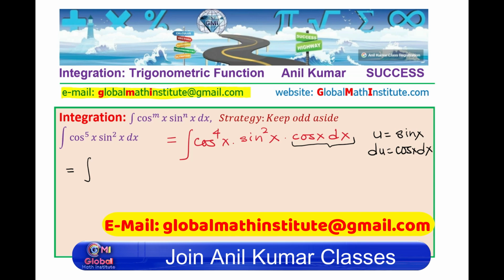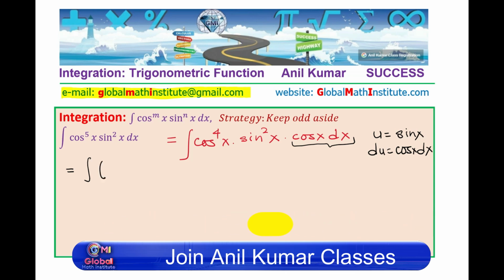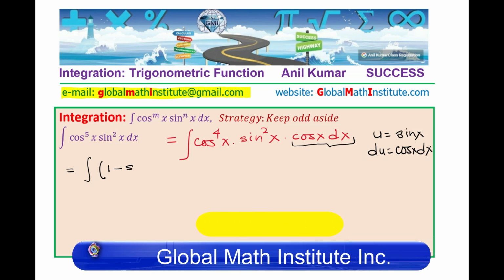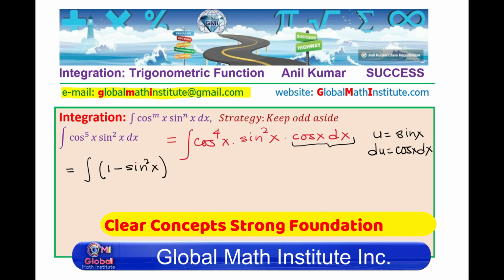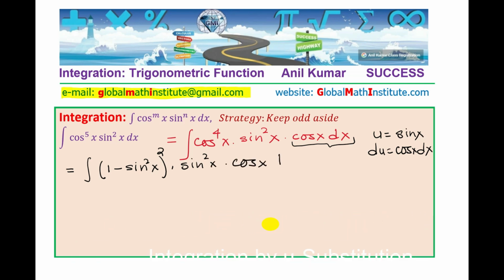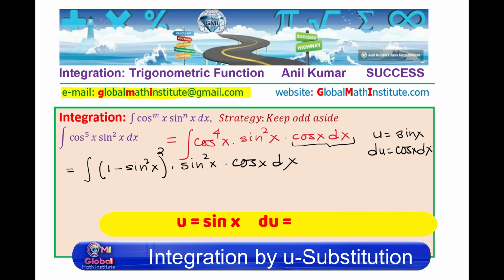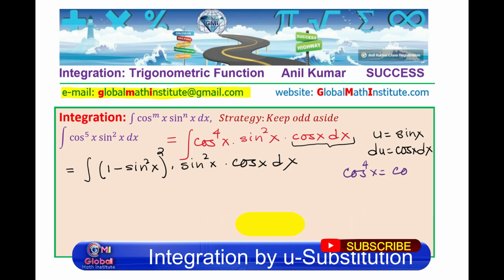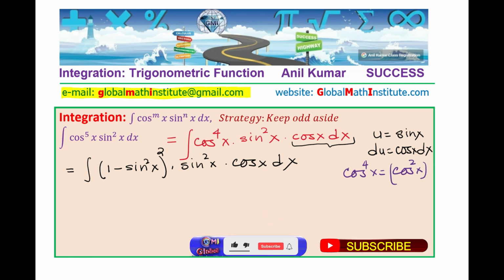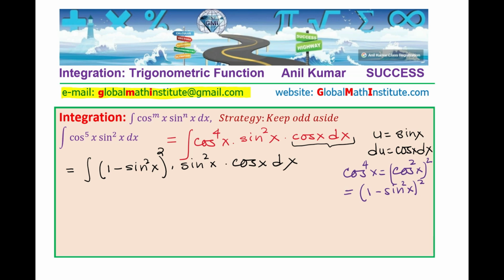So cos to the power of 4, I will write this as 1 minus sine square x whole square, right? So that is cos to the power of 4 and times sine square x. Makes sense, right? Times cos x dx. Still, I haven't done the substitution yet, right? So I hope it's making sense. So what I did was that I wrote cos to the power of 4x as equal to cos square x whole square, which is indeed 1 minus sine square x whole square, right? So that is what I've done here.